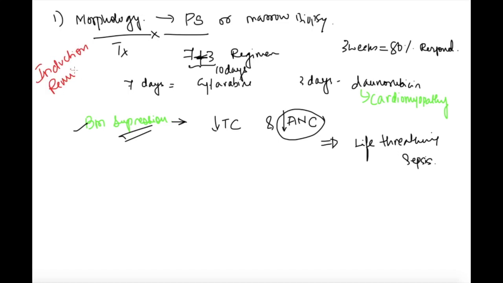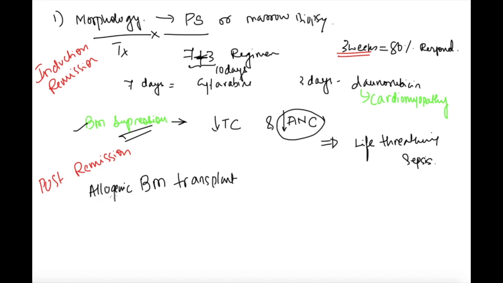Induction remission. So I told you most of them after 3 weeks they will respond. So what do you do after that? That phase is called post remission. Most of them will attain remission. So what do you do post remission? The definitive treatment would be a bone marrow transplant, an allogenic bone marrow transplant.